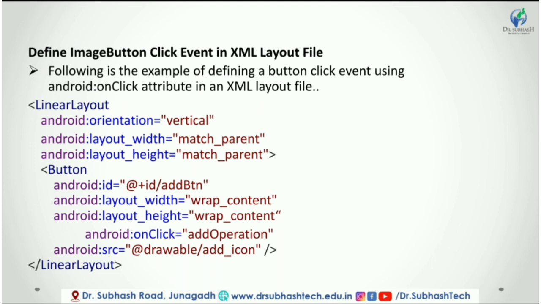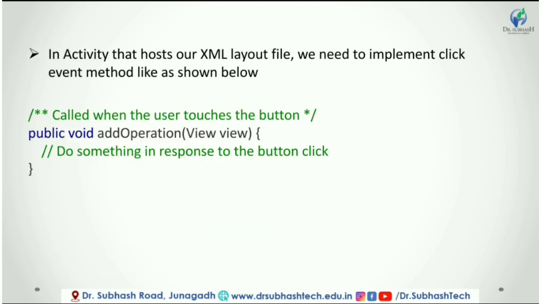We can define a click event handler for a button by adding the android:onClick attribute to the image button element in our XML layout file. The value of the android:onClick attribute must be the name of the method which we need to call in response to a click event, and the activity file hosting the XML layout must implement the corresponding method. Following is the example of defining a button click event using the android:onClick attribute in the XML layout file. In the activity that hosts our XML layout file, we need to implement the click event method as shown below.